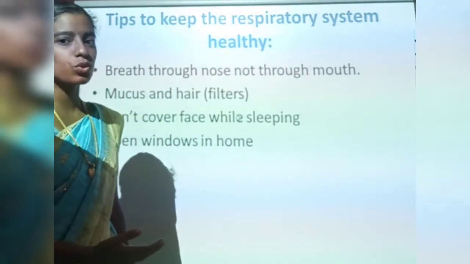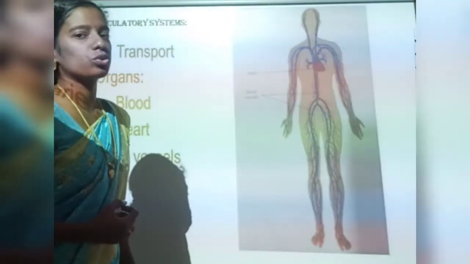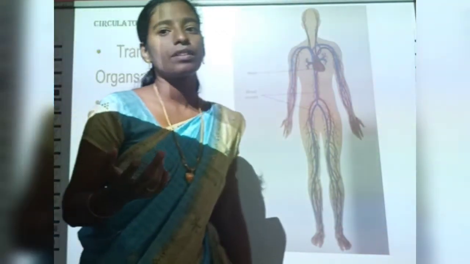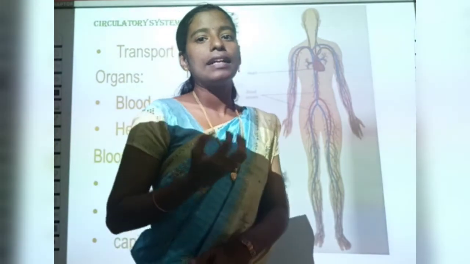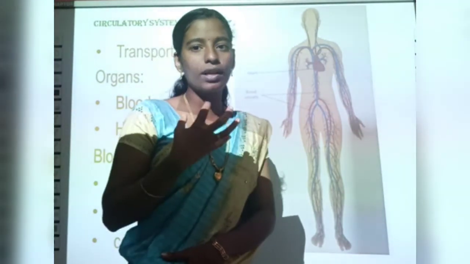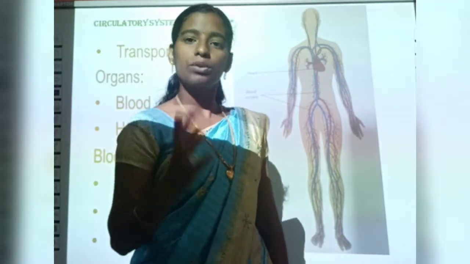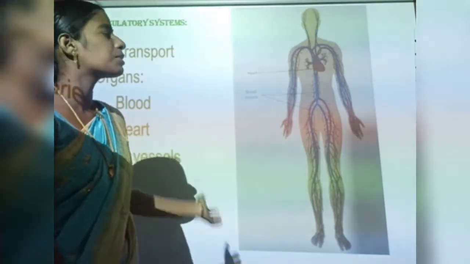Then the 3 things to keep this respiratory system healthy are: we have to breathe through the nose; the second one is, we have to keep the hair and this mucus clean; and the third one is, you have to open your windows for fresh air. Then the next system is the circulatory system.